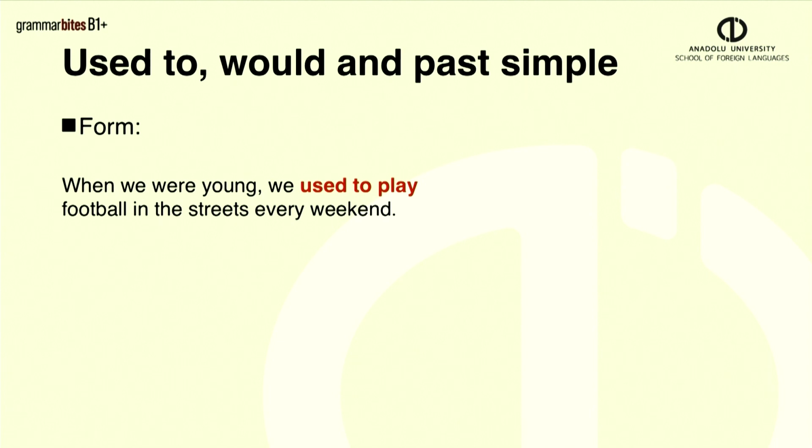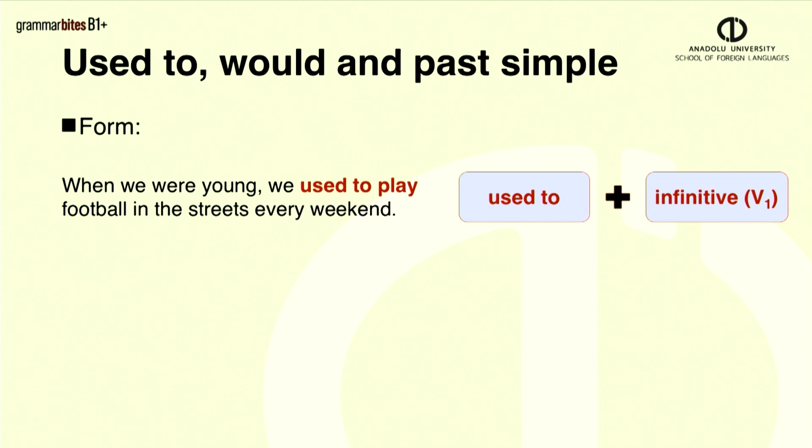We use used to together with the infinitive, verb 1. Notice how we say it. We used to play. The D is silent and to is not stressed. We used to play.